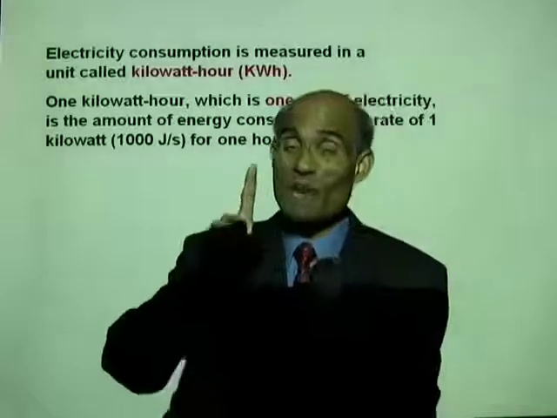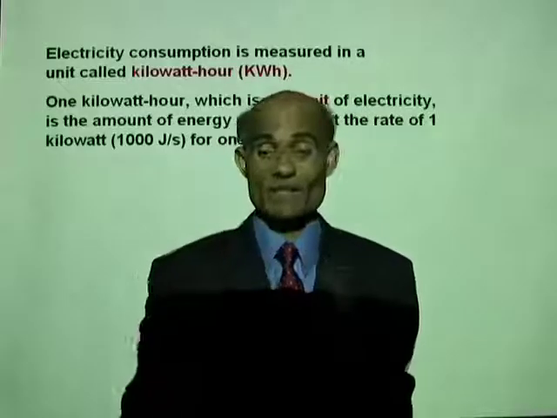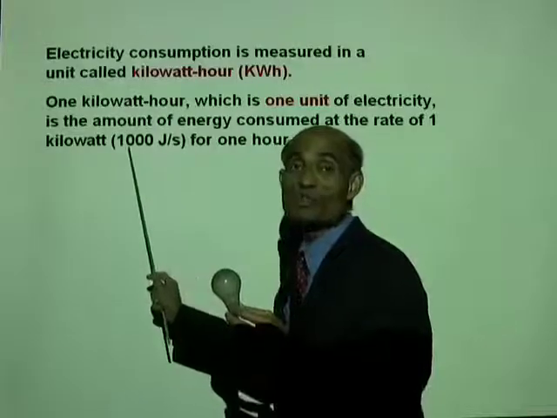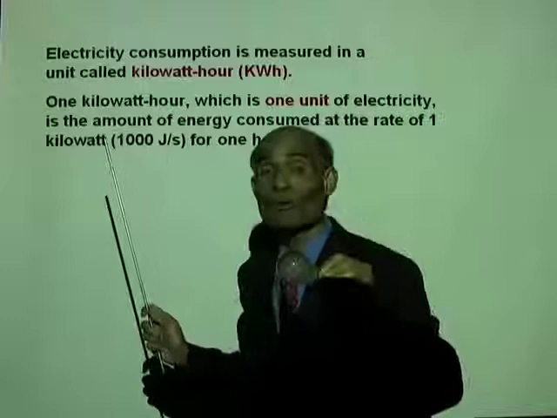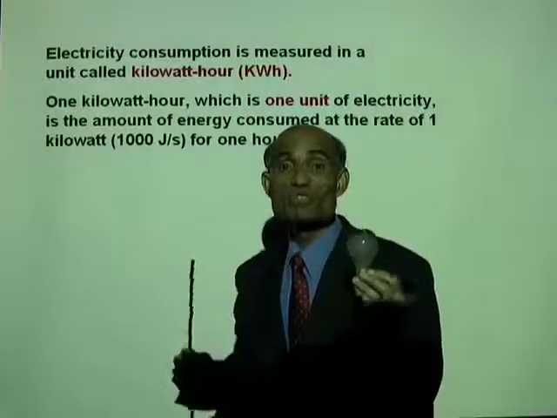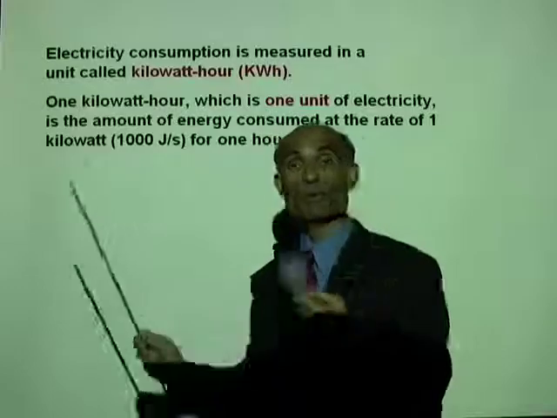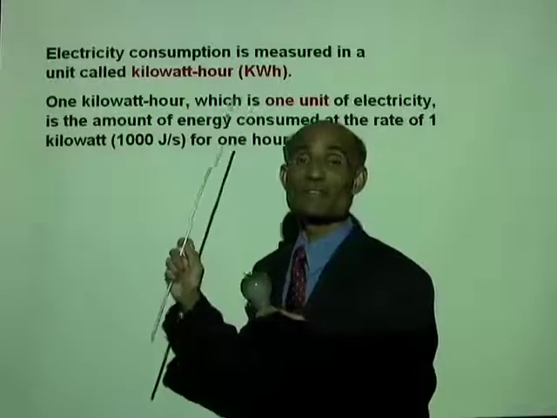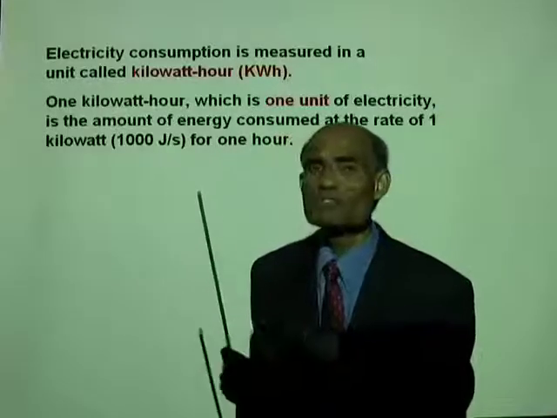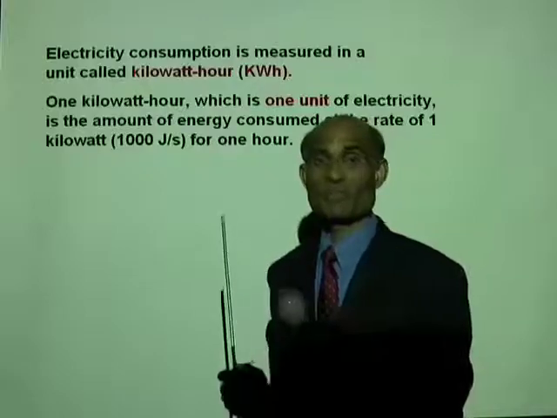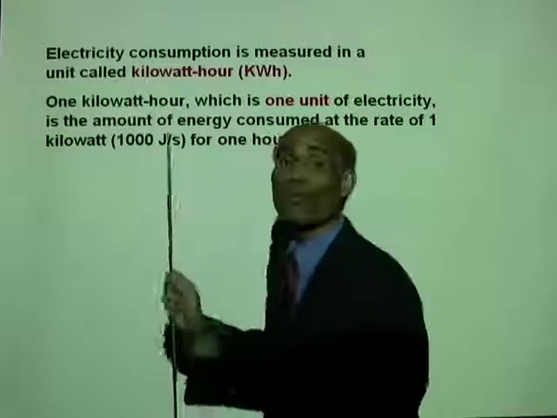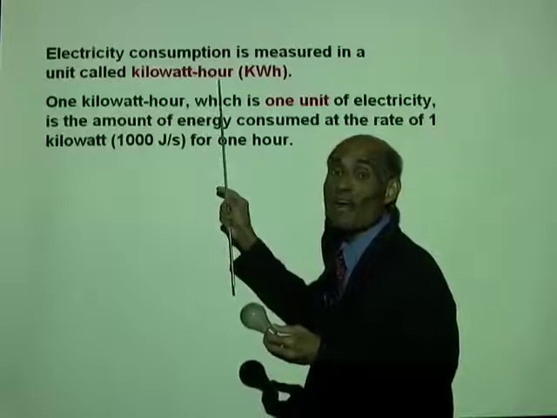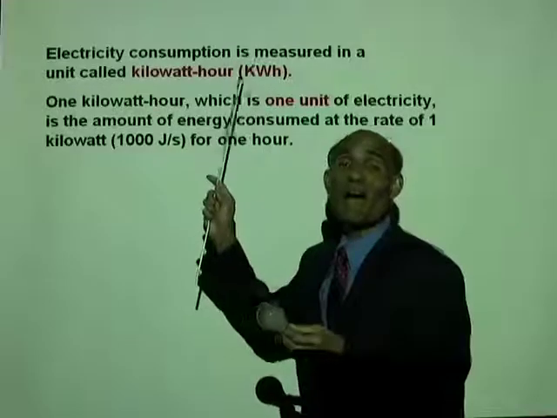Now, you turn that bulb on for 1 hour. The bulb is using energy at the rate of 1000 joules per second for 1 hour. And that amount of energy used by the bulb for 1 hour is what we call 1 commercial unit of electricity. You pay for that much electricity about 10 cents. And that much is called a kilowatt hour. That is, 1 kilowatt used for 1 hour is a kilowatt hour.